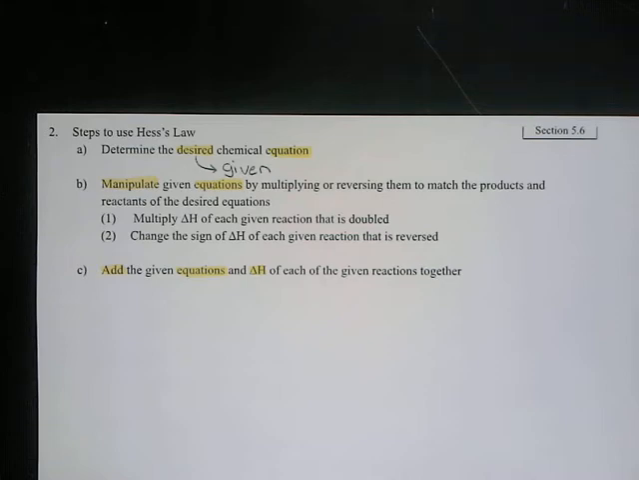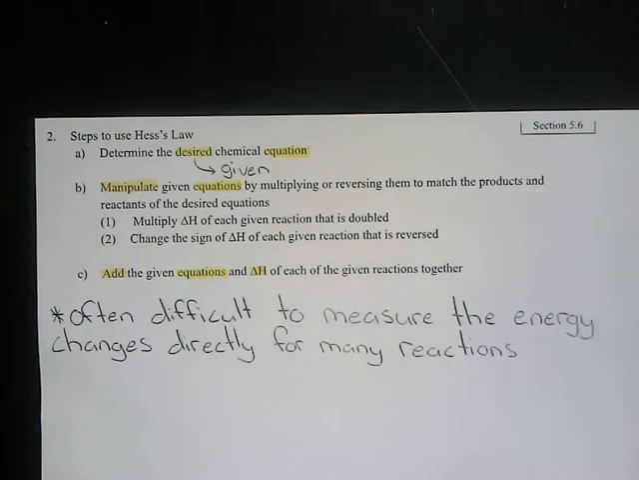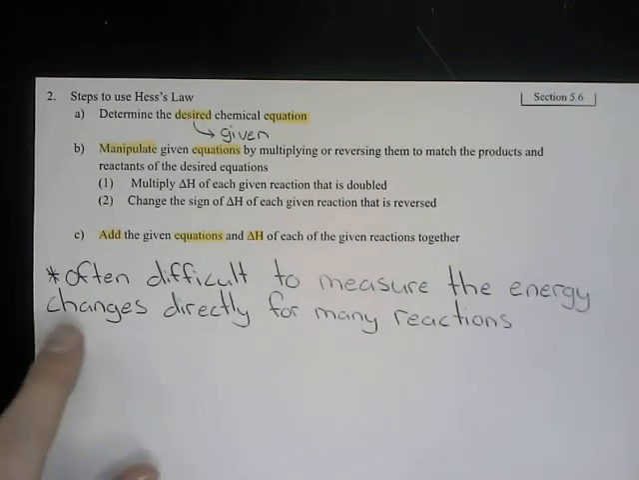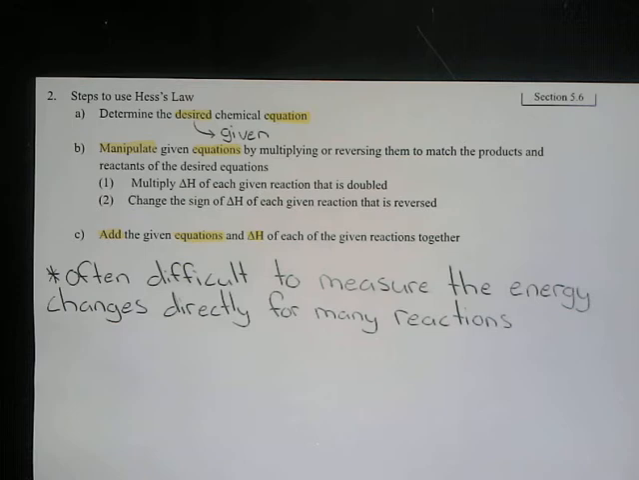And then at the end of the day, we're just going to add those given equations together to get to what we want. It's kind of a double check, and then we add our delta H's, or our changes of enthalpy, with this. Now, the reason that we have to use Hess's law is that it is often difficult to calculate the energy changes directly for many reactions. So the real reason we have Hess's law is kind of an extension here. Other reactions can be calculated in terms of delta H, and when we add those together, we can determine the change of enthalpy, or delta H, of the desired chemical reaction.